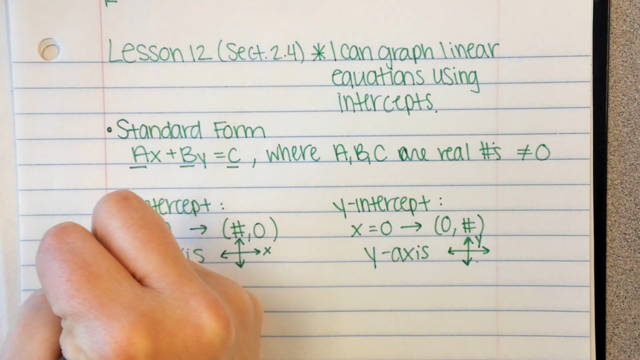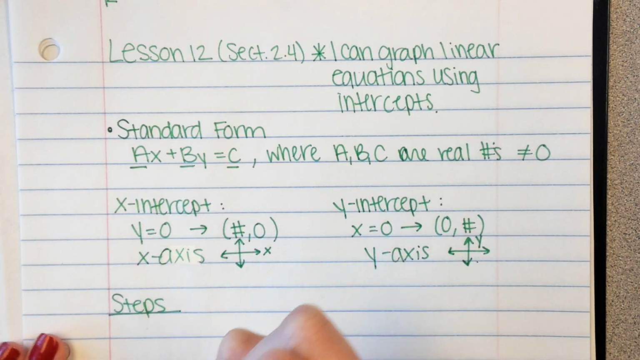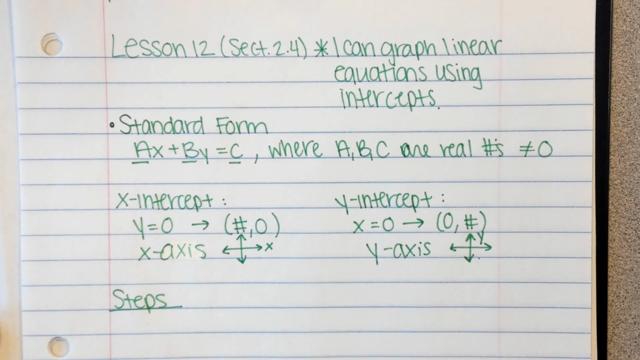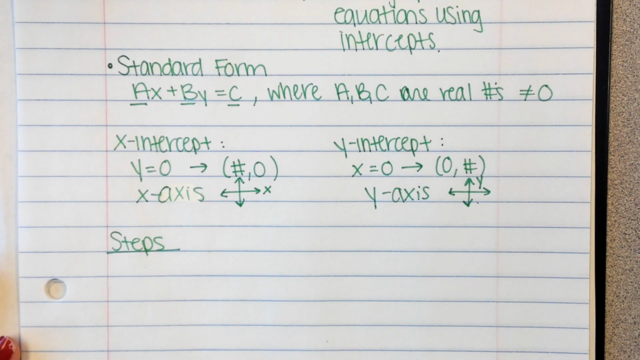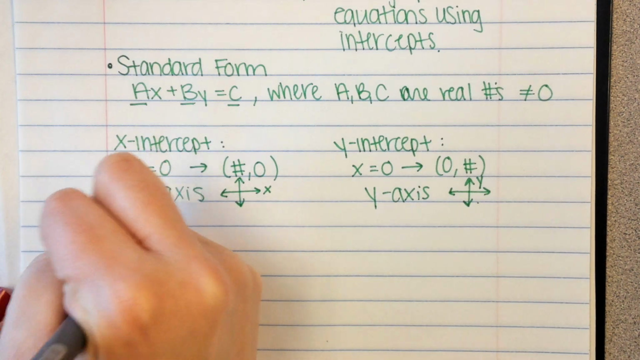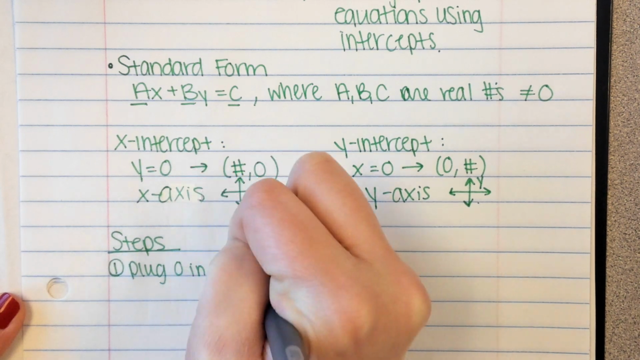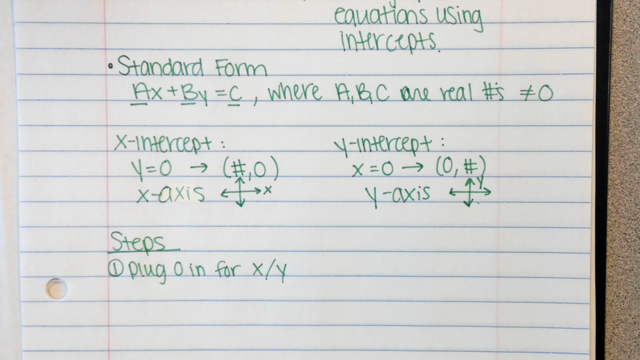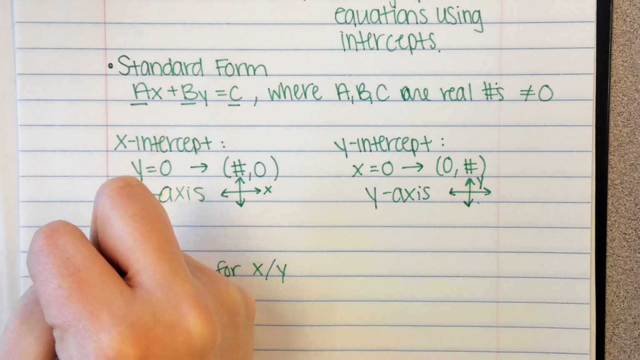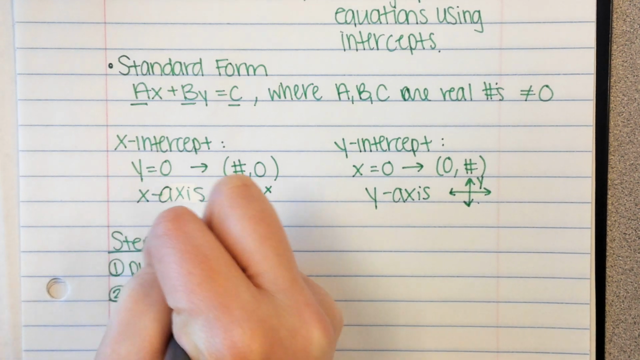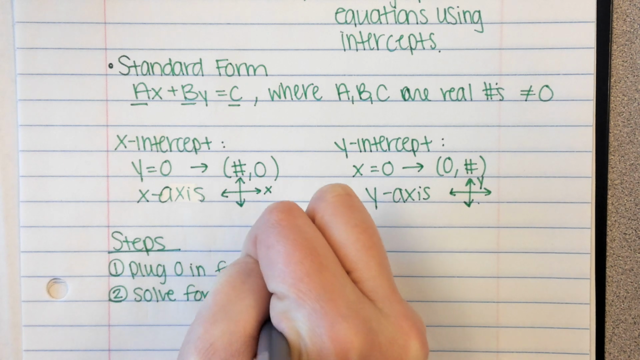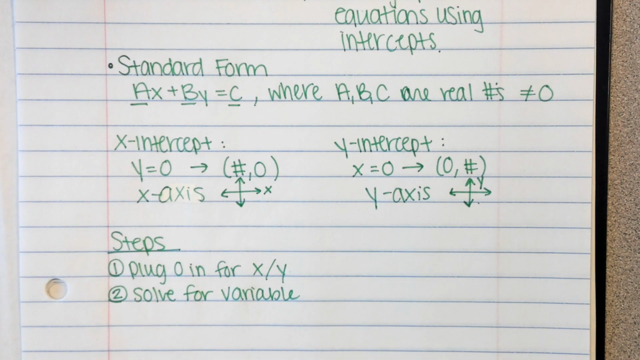Okay, now I'm going to give you some short steps to follow to graph using standard form and the x and y intercepts. You may not need these, and you might. So just write them down just in case. So step 1, you're going to plug 0 in for x or y. It doesn't matter which one you start with, just pick one. Then you're going to solve for whatever variable is left. So if you plug in 0 for x, you solve for y. If you plug in 0 for y, you solve for x. But you'll see whichever variable is left there.